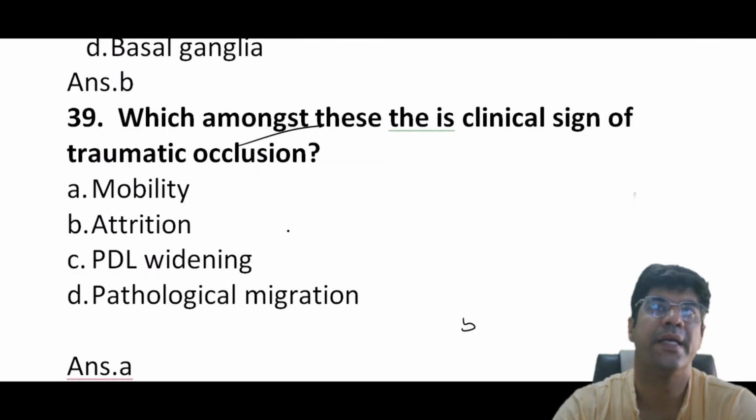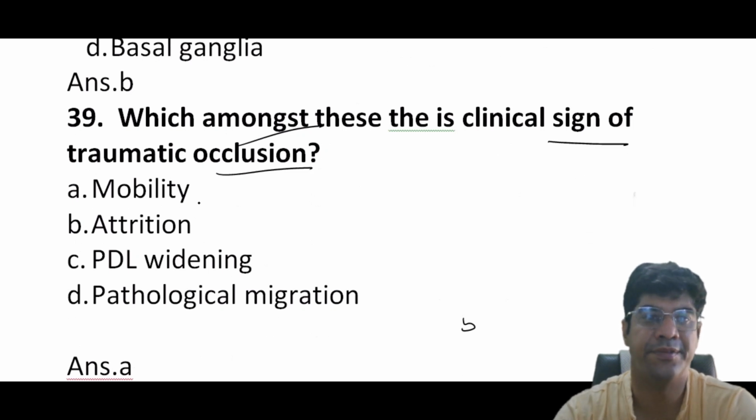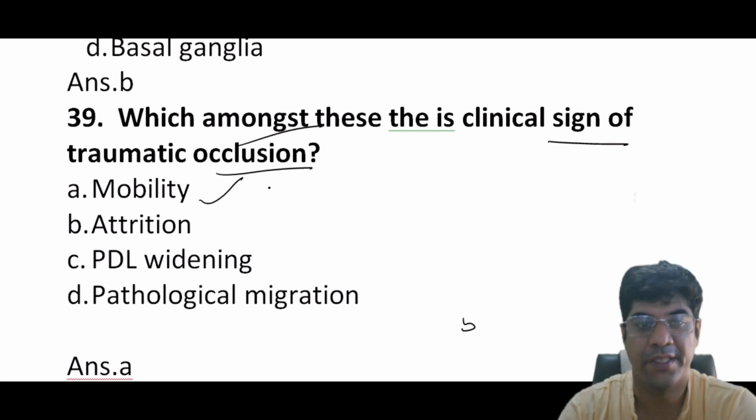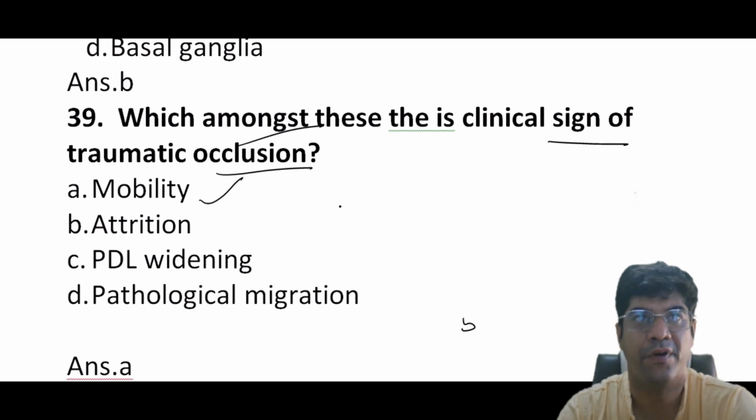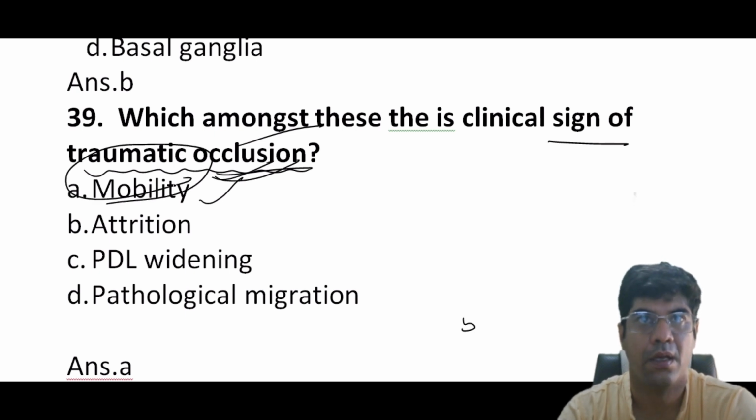Which amongst the following is the clinical sign of traumatic occlusion? The answer is mobility. Well, tooth mobility refers to the movement or looseness of a tooth within the socket. That occurs when the supporting structures of the tooth, that is the periodontal ligament as well as the alveolar bone, are compromised due to excessive occlusal forces, and that is true in case of traumatic occlusion. So the main clinical sign is the mobility.